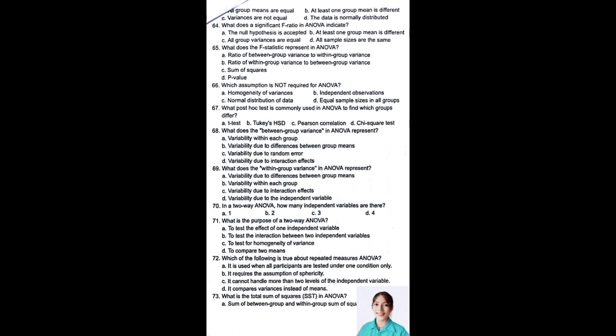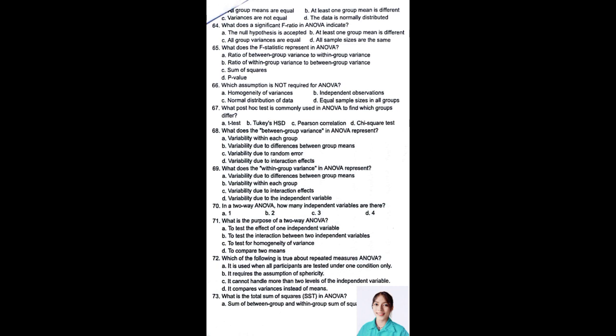Number 70 is in a two-way ANOVA, how many independent variables are there? From the word two, the independent variables are 2. So that's in option B. Number 71 is what is the purpose of a two-way ANOVA? The purpose of a two-way ANOVA is to test the interaction between two independent variables. So that's in option B.